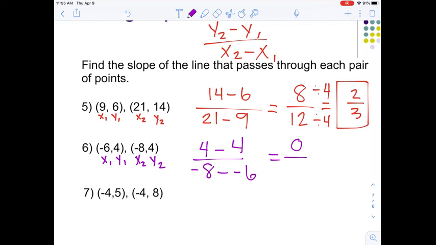4 minus 4 is 0. Then these turn into pluses, so negative 8 plus 6 is negative 2. Since we have a 0 on the top, that means it's going to be a horizontal line, so a 0 slope.